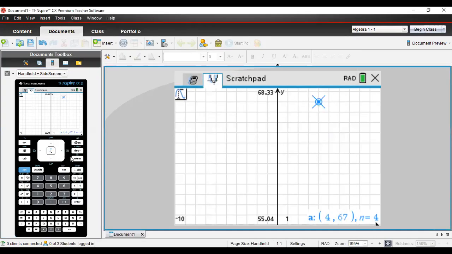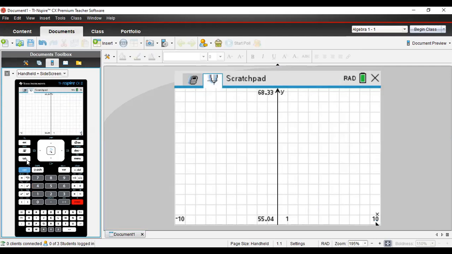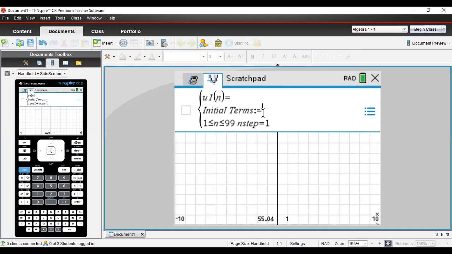First thing I'm going to do is delete the previous sequence. I'm going to go menu 1, 4, press enter, and then press tab. So I'm going to start with the initial term. It's 5, so I put 5 in, and then I'm going to put in the actual sequence. I'm going to get rid of this U1 and replace it with an A, and then inside the parentheses, I'm going to put n plus 1.